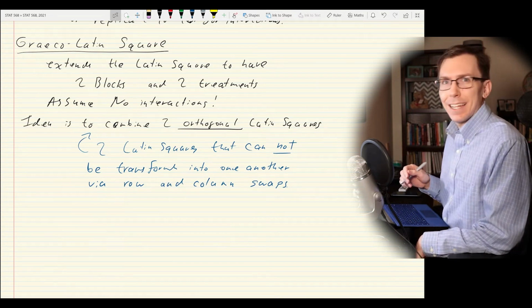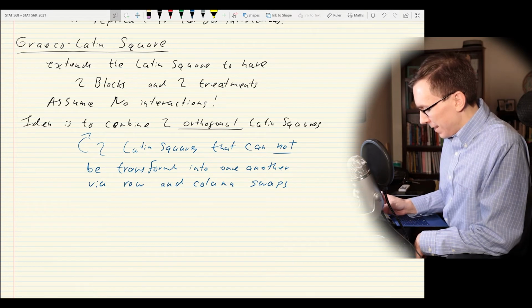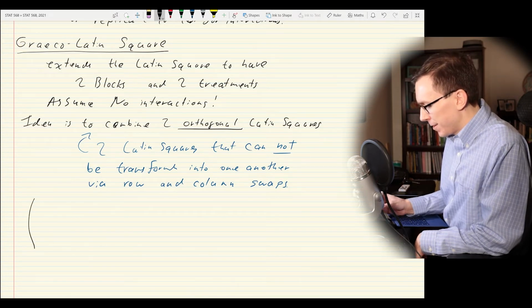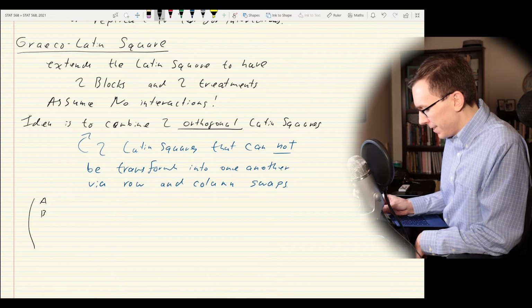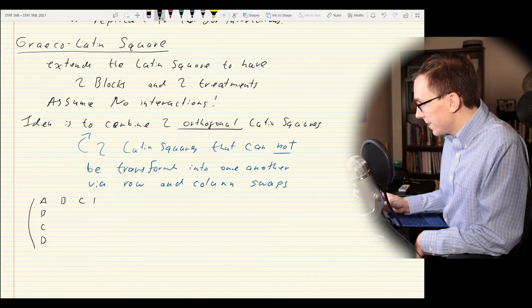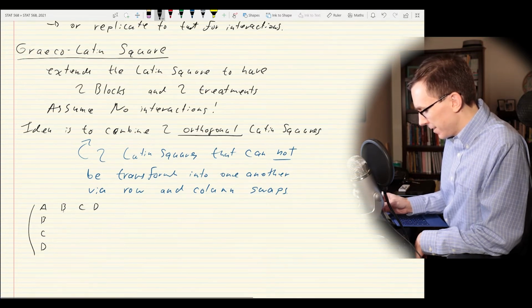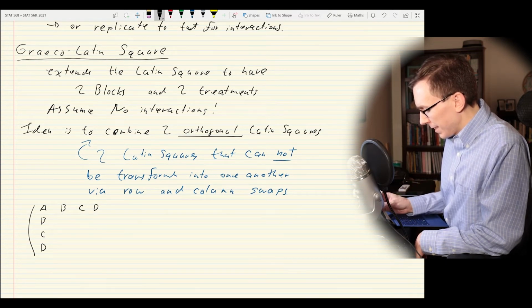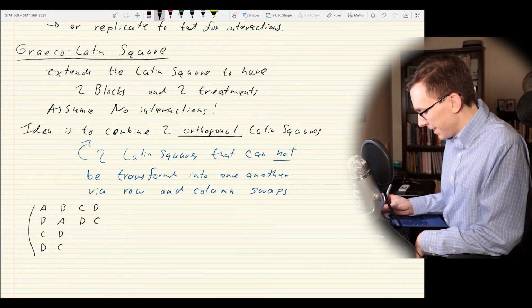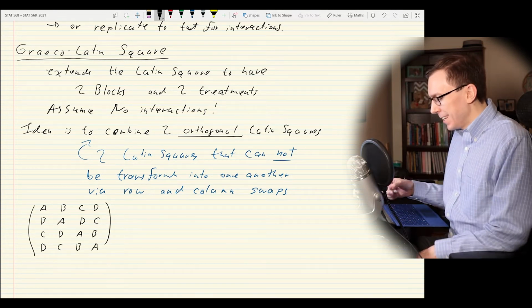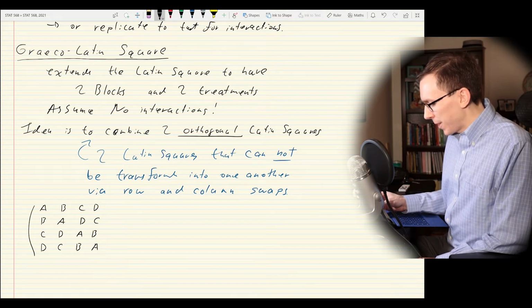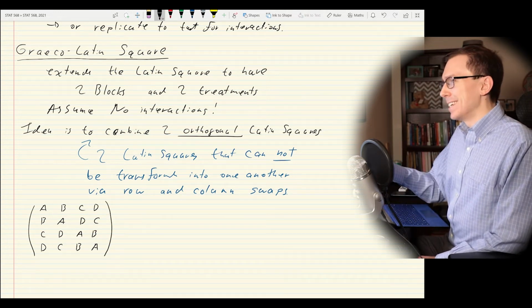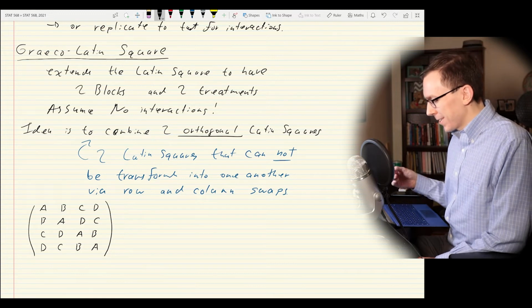So yeah, let's write that down. If we take the Latin square we had from above, which is going to be A, B, C, D, B, C, D, A, D, C, A, B, C, D, B, A. All right, we got that one. So this would be the same Latin square I had above. Now, it's Latin because it's the Latin alphabet characters.